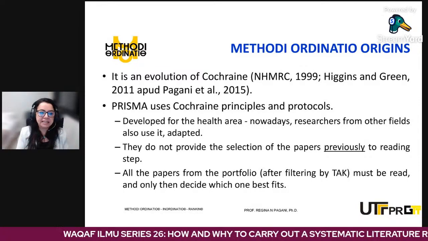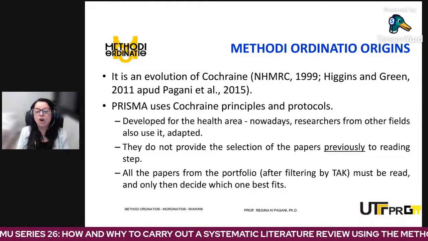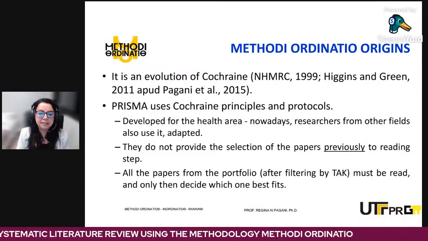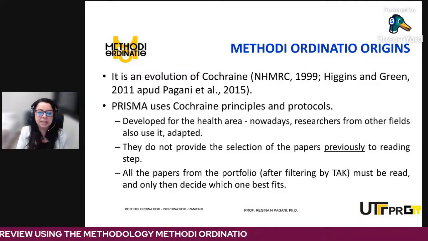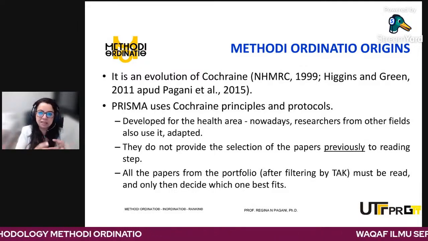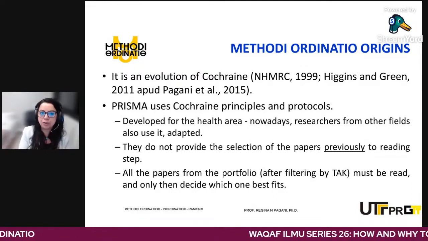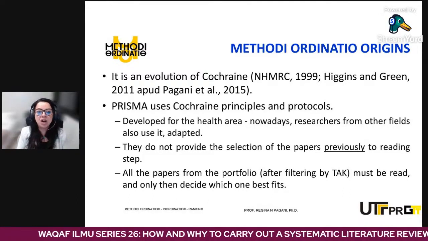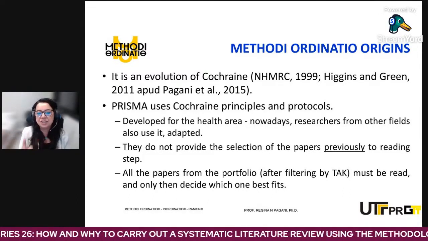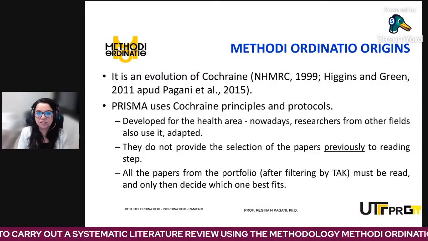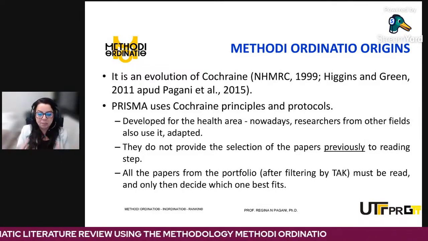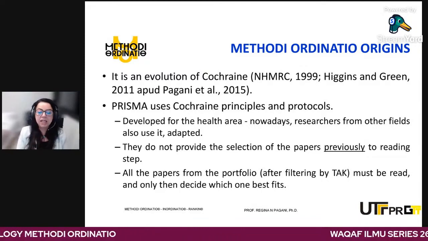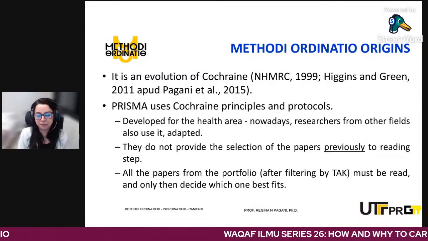For independent researchers who use Prisma, they select the papers by reading the title, abstract, and keywords. They make a selection to see if they fit the portfolio or not. And then when they have a portfolio, they have to read all of the papers so that they will understand which one is important or not for the portfolio. All the papers from the portfolio, as I said, must be read, and only then will they decide which ones best fit. Okay.